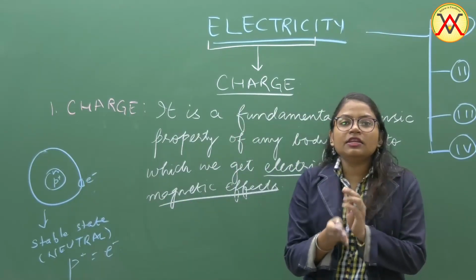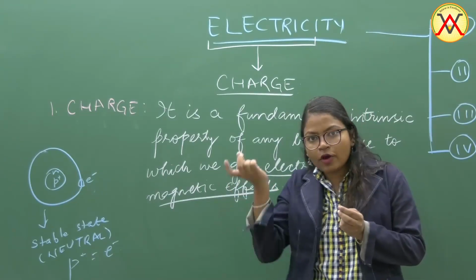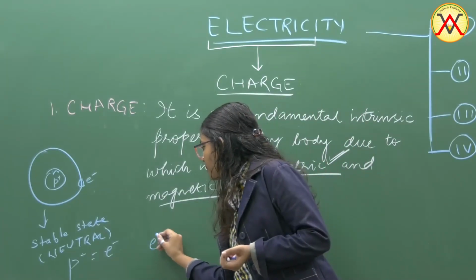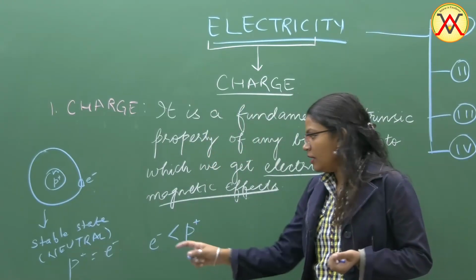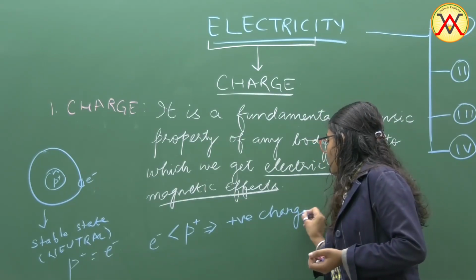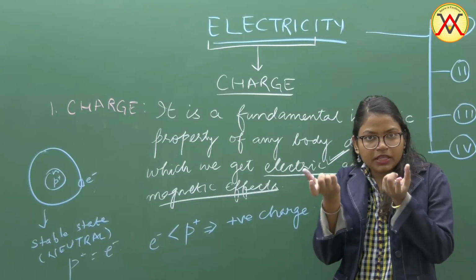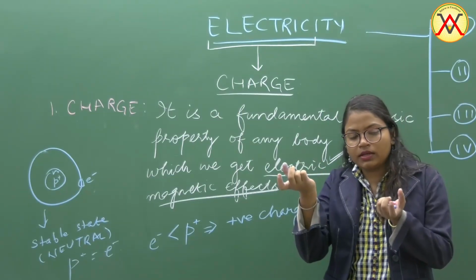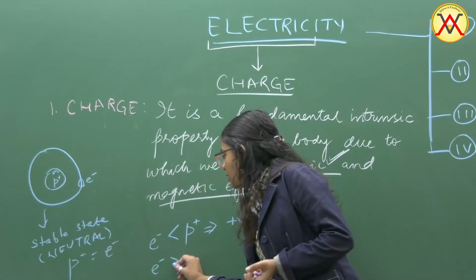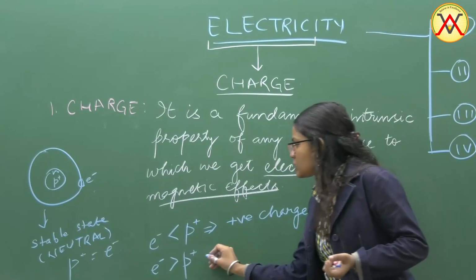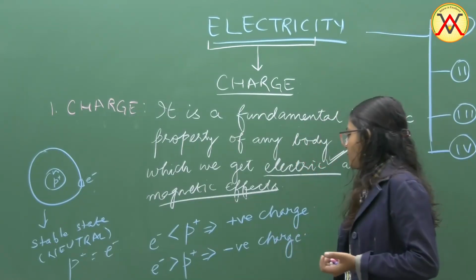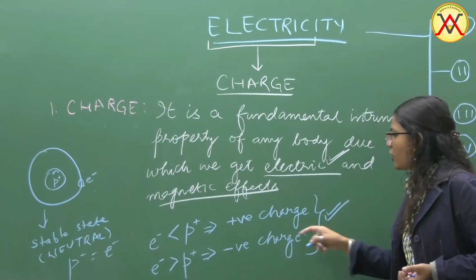Whenever two bodies rub against each other, some of the electrons jump from this body to this body. Hence, the number of electrons in this body is less than the number of protons. This means that as a whole, this body has a positive charge. Now, what about negative charge? When we rub these two bodies, the electrons that jumped from this one came to this body. That means the number of electrons in this body is greater than the number of protons. As a result, this body becomes negatively charged. This is the whole story for a body to get charged.